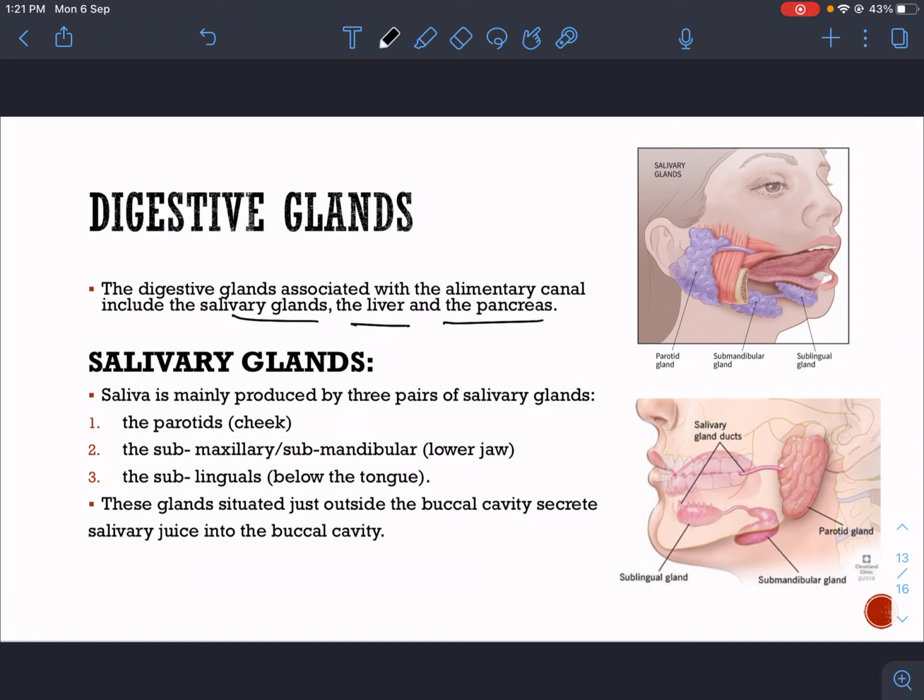Saliva is mainly produced by three pairs of salivary glands, which are the parotid, the submaxillary or submandibular (both are the same), and the sublingual. The parotids are located in the cheek area, the submaxillary are located in the lower jaw area, and the sublingual are present below the tongue.